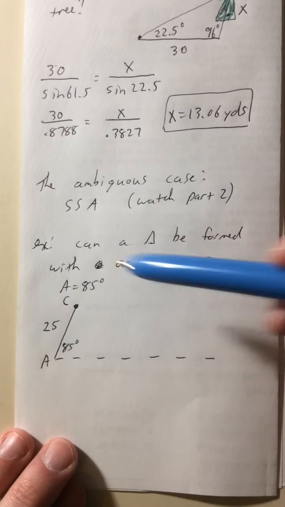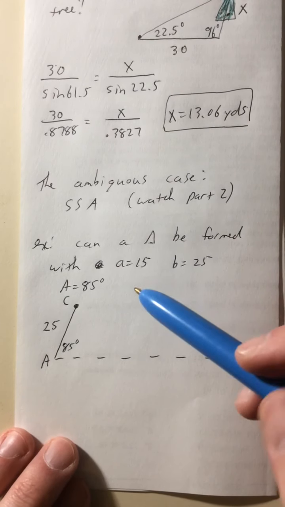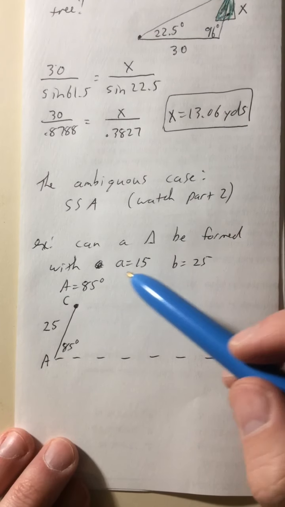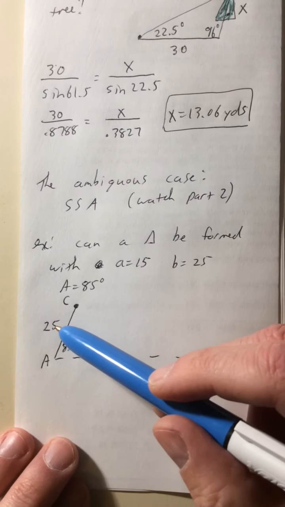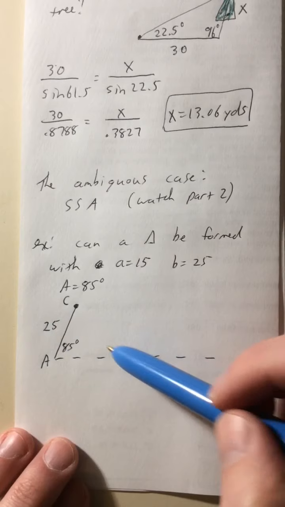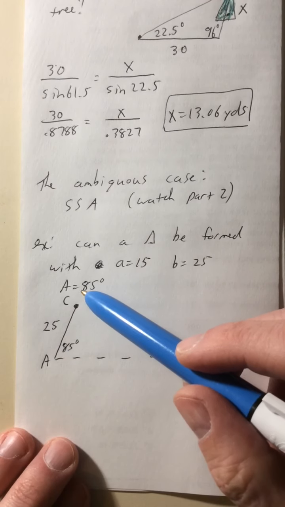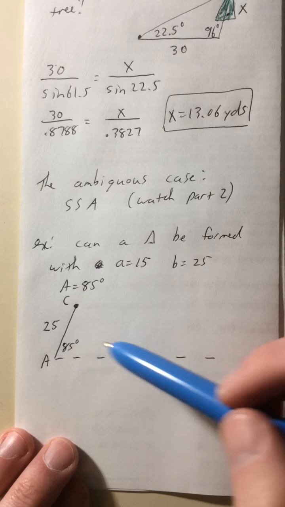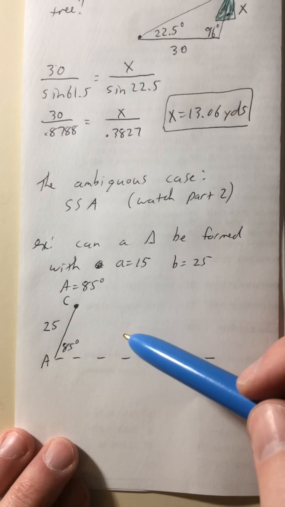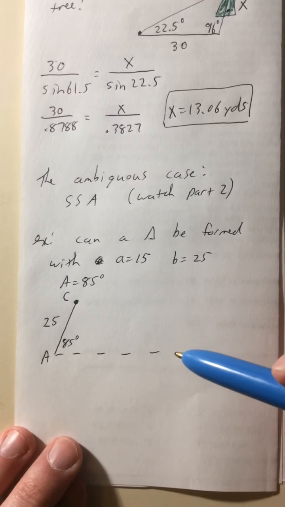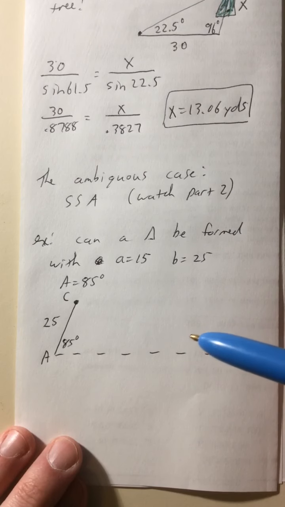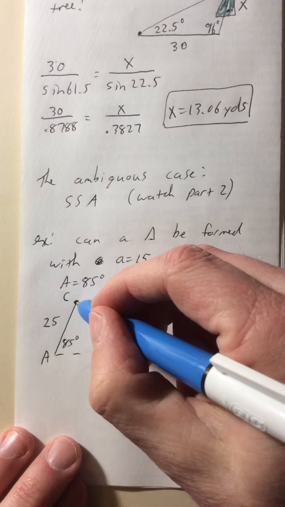So here's our situation. Again, I kind of drew this all for you, just like we did on the board. And so it says, can a triangle be formed with A equals 15, B equals 25, that's B right there, 25, and so B is over here somewhere maybe, and angle A is 85 degrees. So what we want to do first, of course, is find the altitude, or the height of the triangle, and then we can figure it out from there. So we're going to figure out the altitude of the triangle right here.